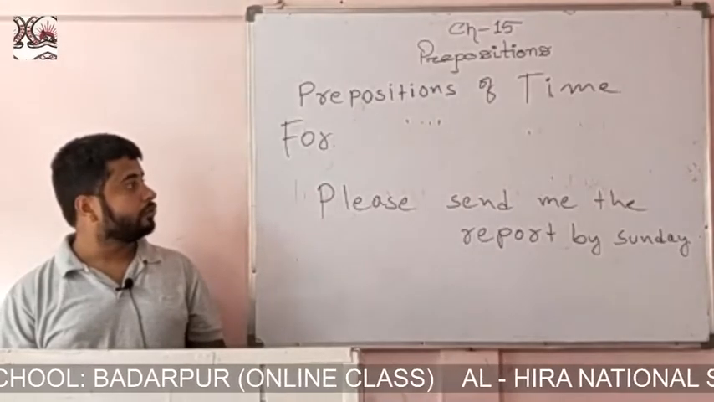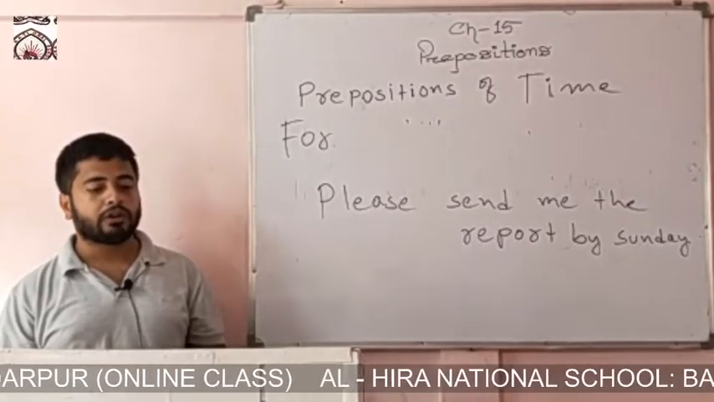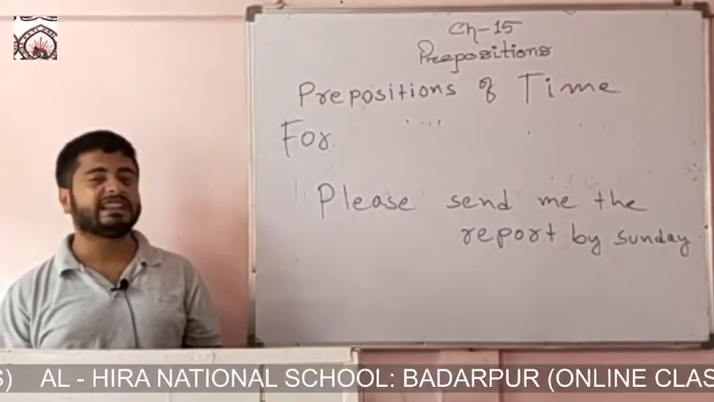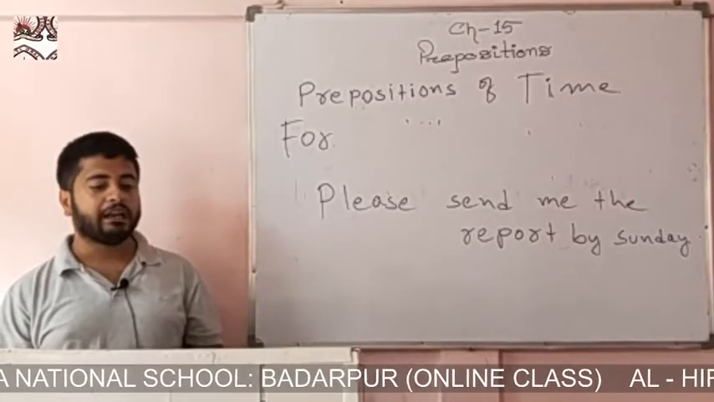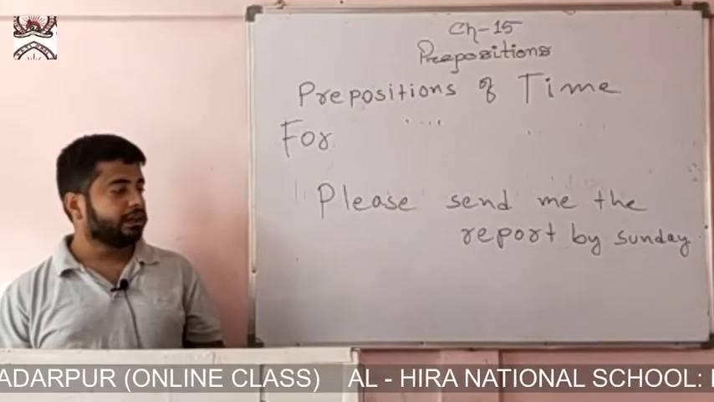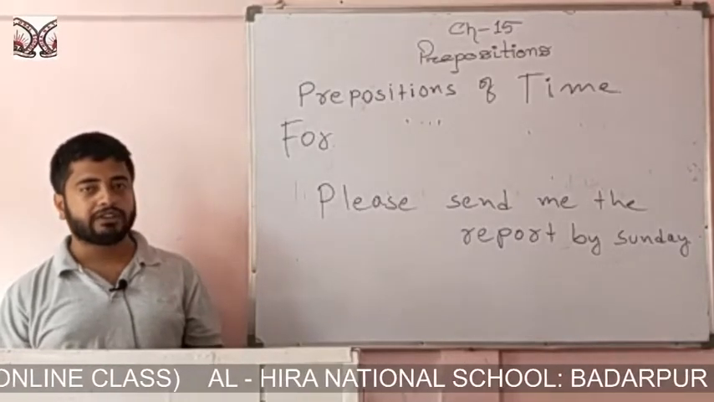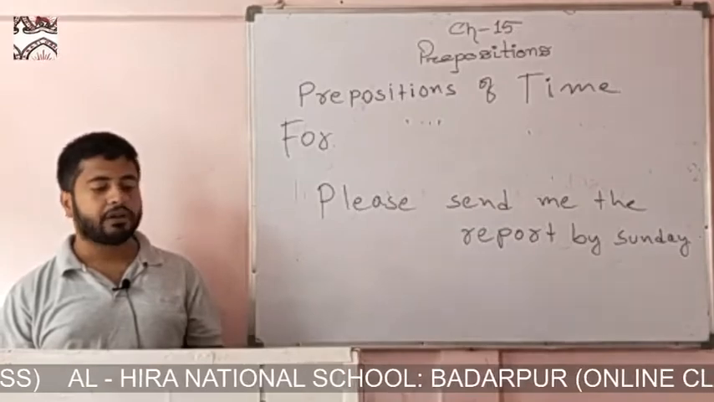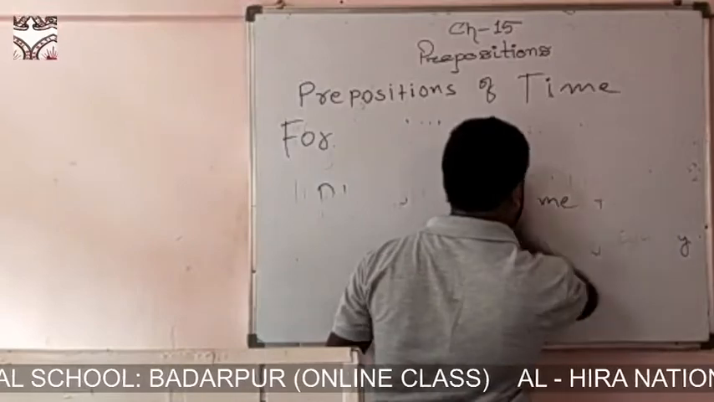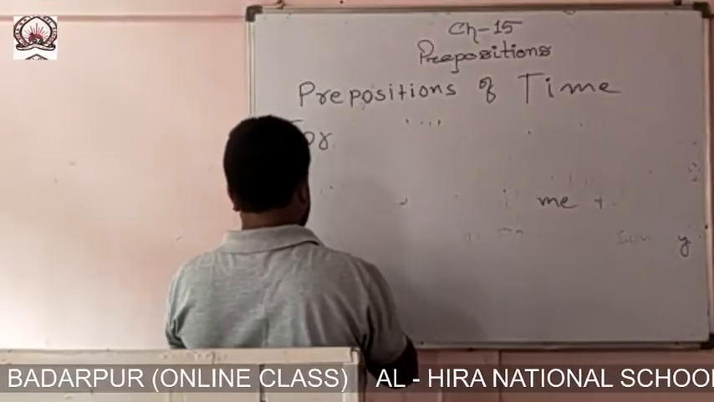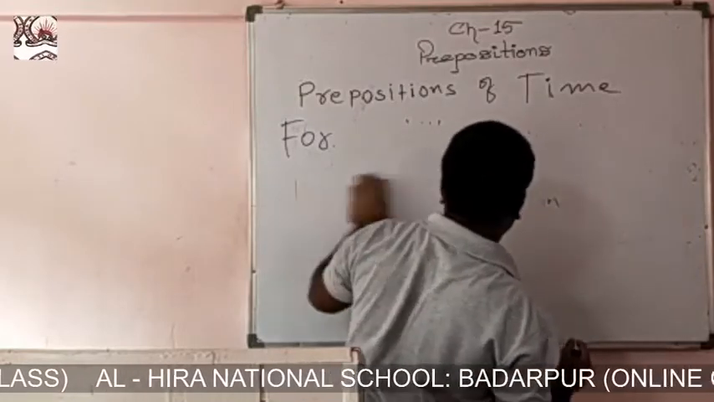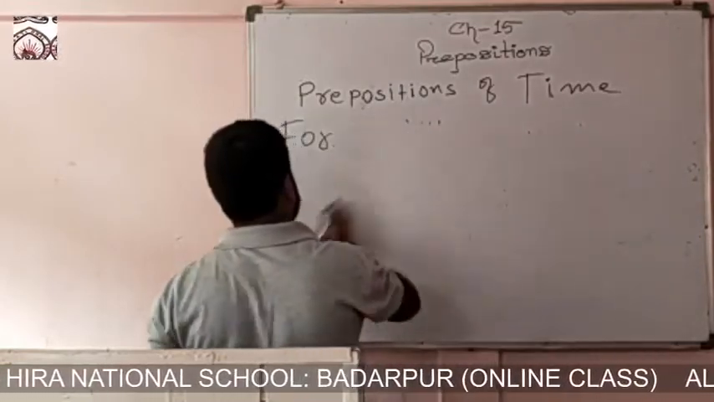So where are we to use for? For is used to indicate a period of time. I have been waiting for 3 hours. He will be away for a few days. So we use for to indicate a period of time.